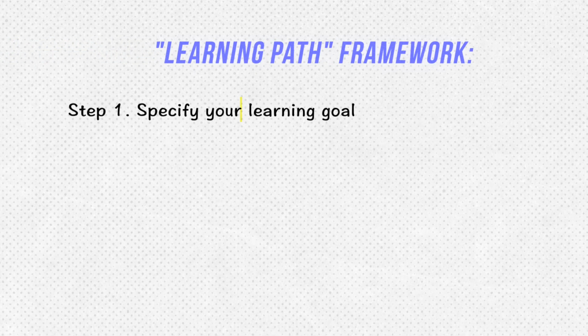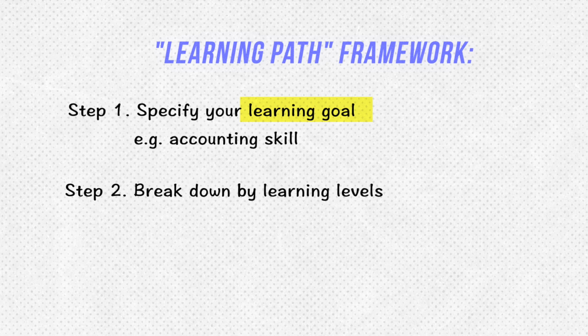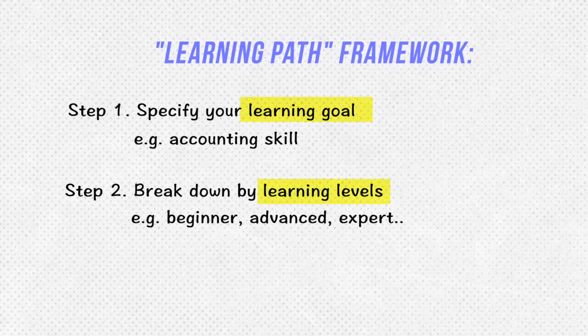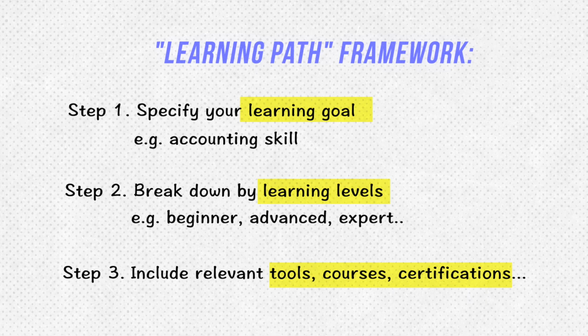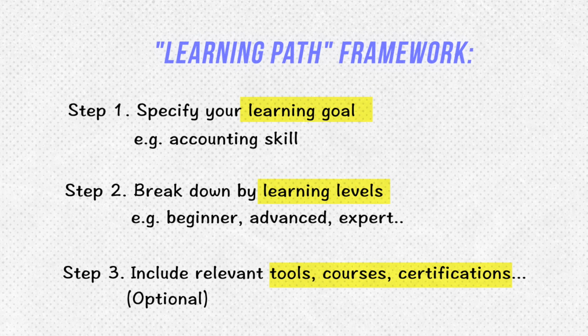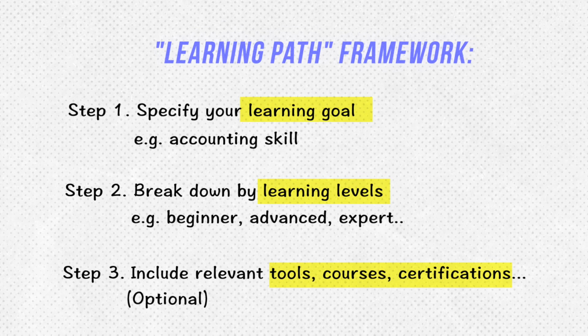First, specify your learning goal, perhaps learning a hard skills, and then request it to be broken down by different learning levels, and also to include relevant skills, tools, courses, certifications. The last step is optional. Sometimes the AI search engines will just automatically include that for you in the search results.